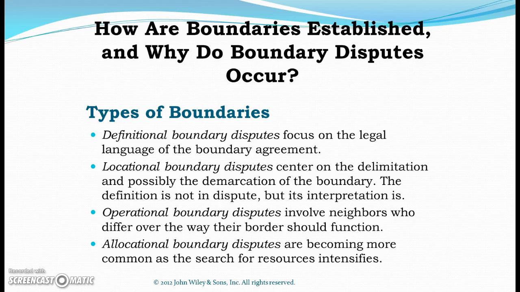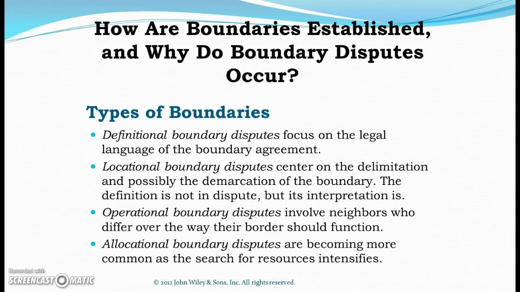Locational boundary disputes center on where we draw it on the maps, the delimitation and potentially the demarcation of the boundary, right? Sometimes countries will kind of nudge their boundaries over and move the markers a little bit. So it's not the definition. We can all agree on what the definition is, but how we interpret that definition. So for example, if we're talking about the border between Argentina and Chile, and we're talking about the Andes Mountains, which is what forms the border there, how do we define what the crest of the mountains are, and how do we define where those lines go? That's an example of a locational boundary dispute. Where do we physically locate the boundary?